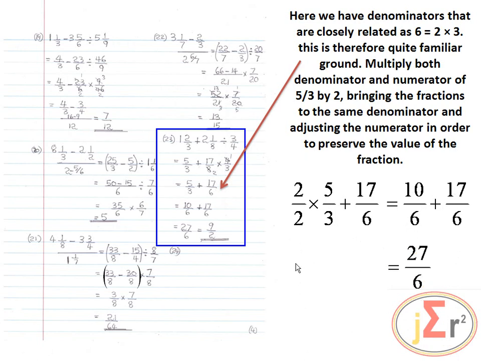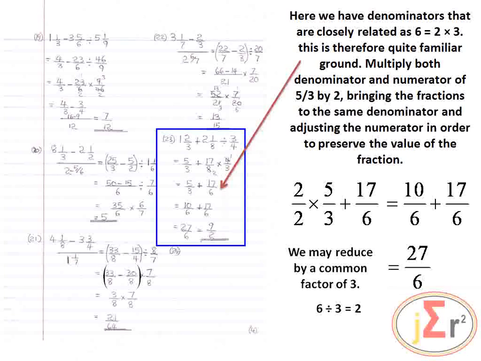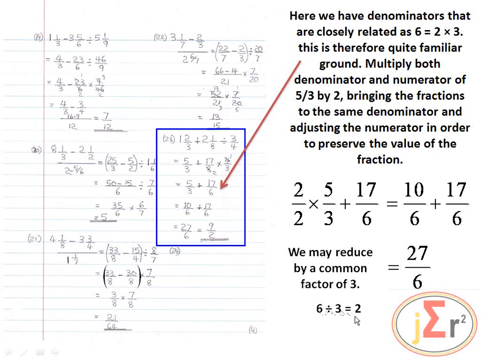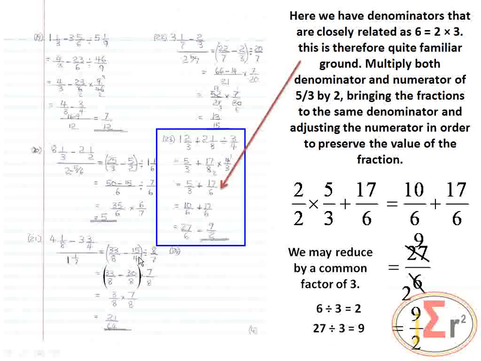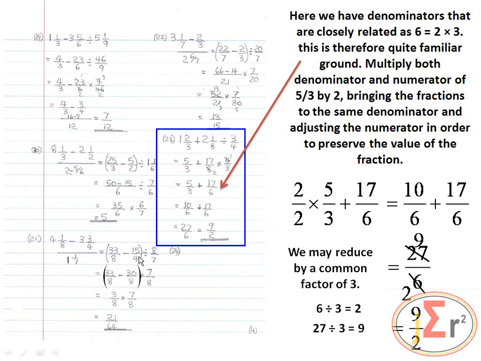Turns out to be not so bad, 27 over 6. And no doubt we may reduce 27 over 6 by a common factor of 3. So 6 divided by 3 is 2, and 27 divided by 3 is 9, and the result is 9 over 2. Here we have another number, but no problem, and the candidates are very happy that we do not have to go through another ordeal like this one.